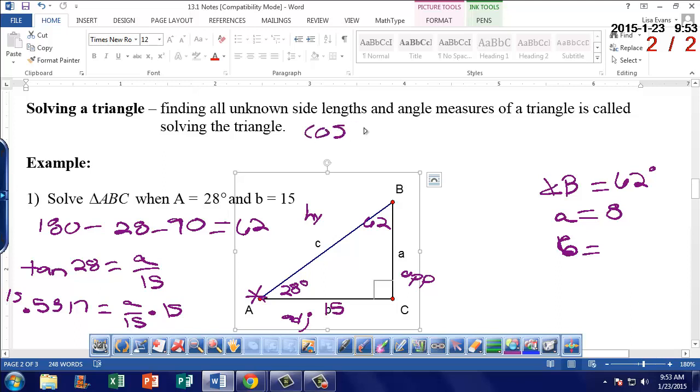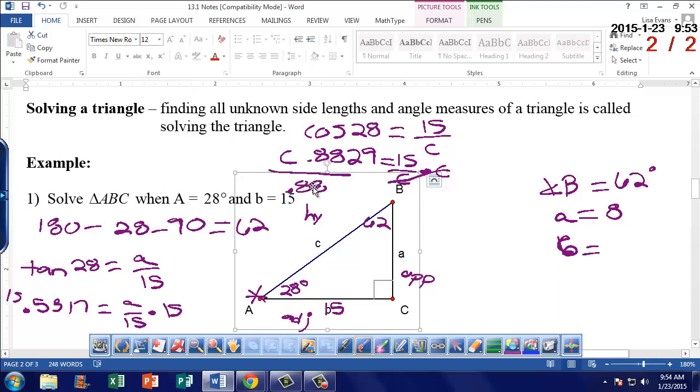So I'm going to do cosine of 28 degrees equals 15 over c. Now when I do this one, I'm going to find the cosine of 28 degrees, keep 4 decimal places, 0.8829 equals 15 over c. I'm going to multiply both sides by c. Okay, so now I have to get c by itself. So we're going to go ahead and divide both sides by this decimal, 0.8829.